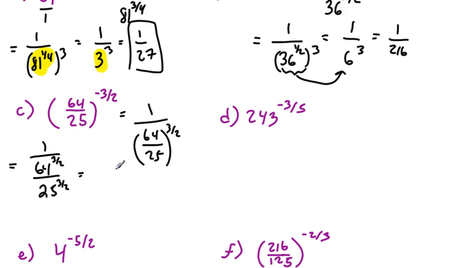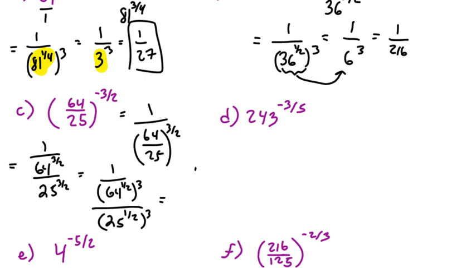So that equals 1 over, okay, so this right here means 64 to the power of 1/2, all raised to the power of 3. And that's all over. Now let's rewrite this guy, 25 to the power of 1/2, all raised to the power of 3. Okay? So now let's simplify each of these.